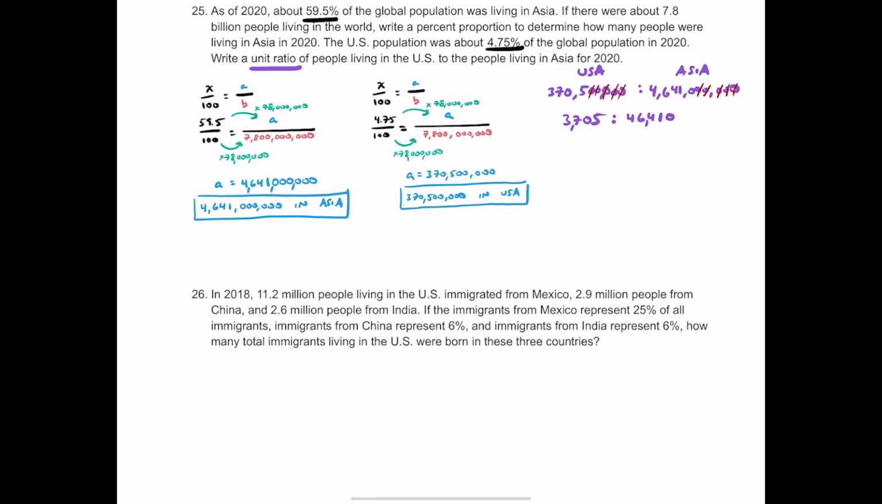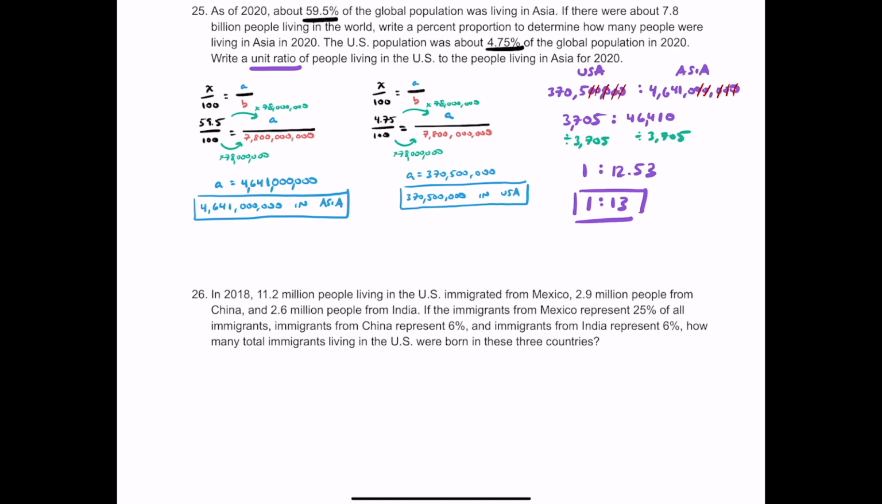Okay, and now to get it completely per one individual in the US, I'm going to use a calculator again just to save some time. So if I divide by 3705, this is 1 to 46410 divided by 3705. So let's see, that looks like it's about 12.53-ish. So if I were to round this, just to make things a little bit easier, we would say there's like a 1 to 13 ratio here.